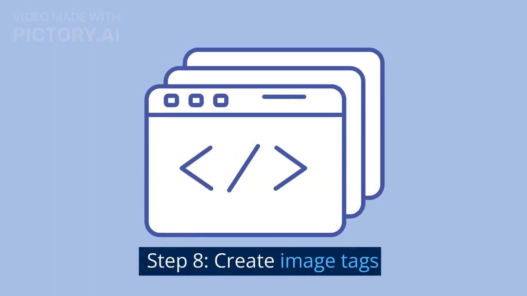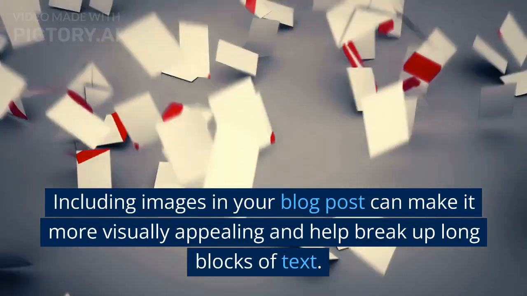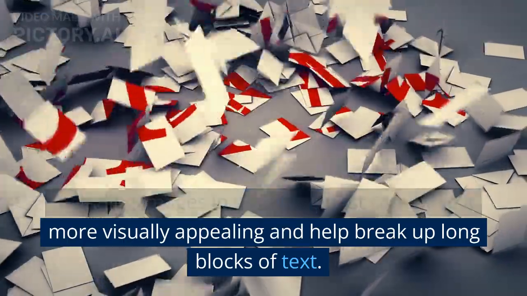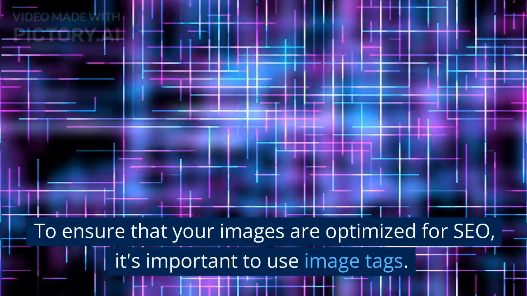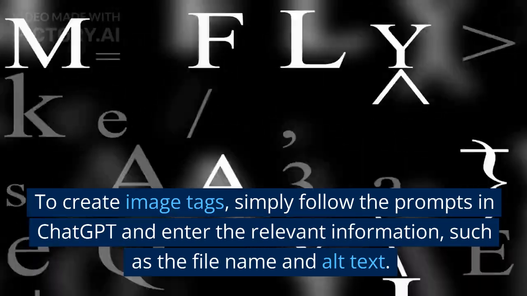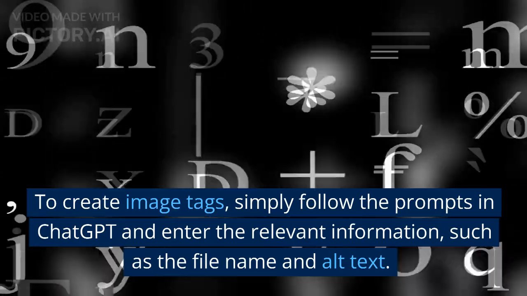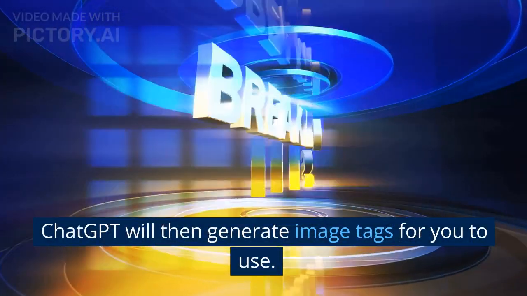Step 8. Create image tags. Including images in your blog post can make it more visually appealing and help break up long blocks of text. To ensure that your images are optimized for SEO, it's important to use image tags. To create image tags, simply follow the prompts in ChatGPT and enter the relevant information, such as the file name and alt text. ChatGPT will then generate image tags for you to use.